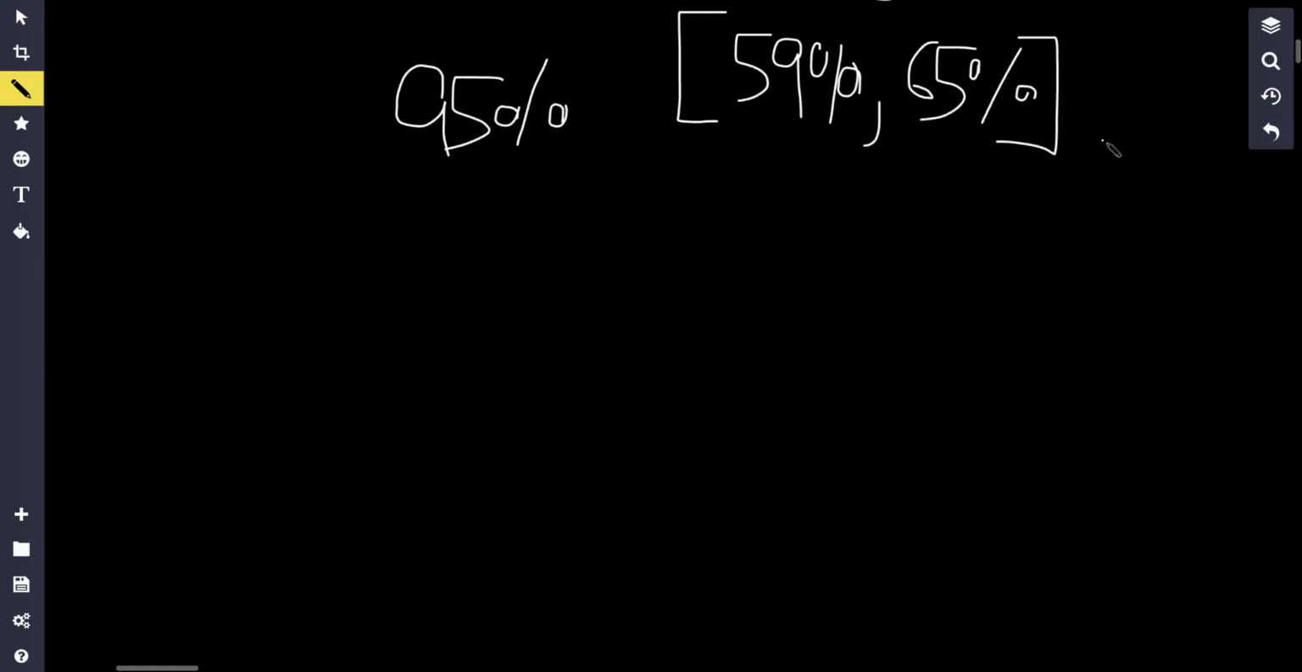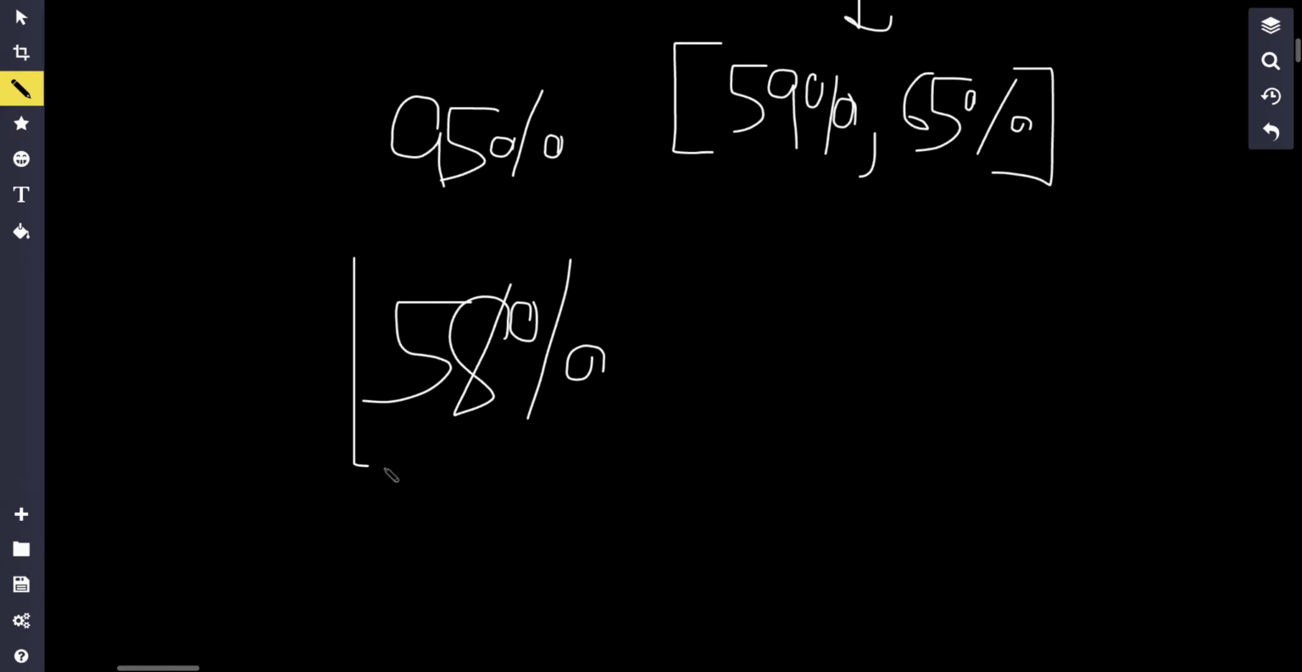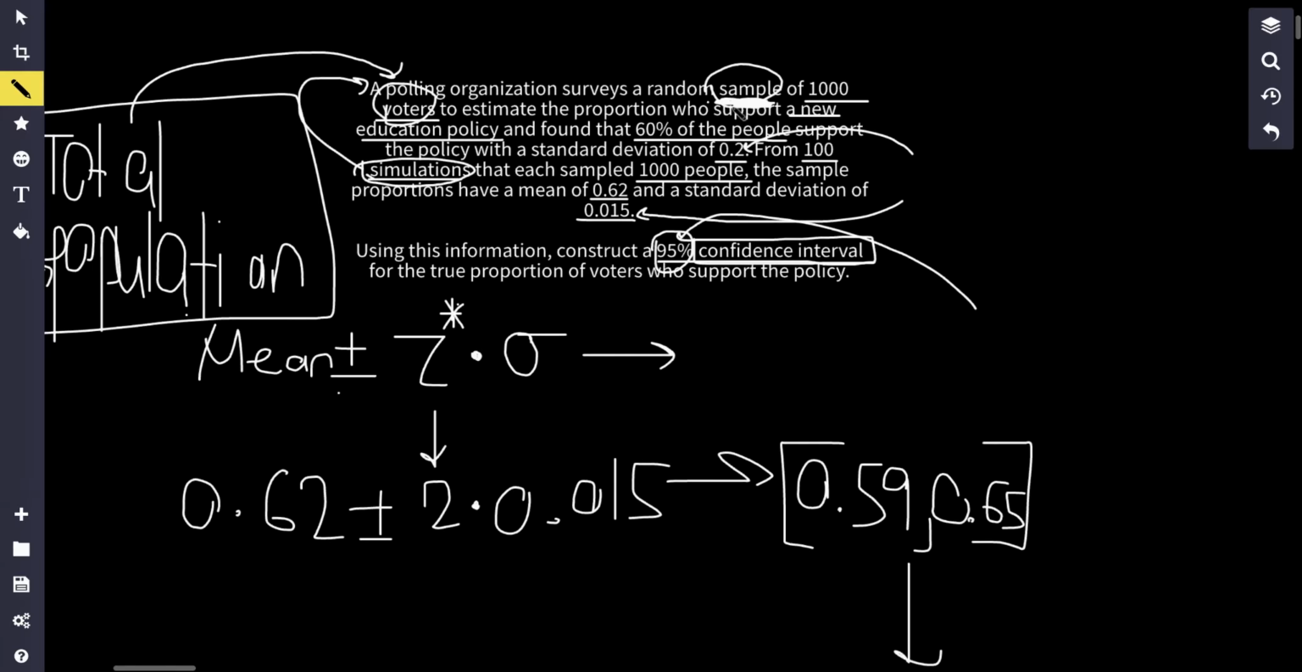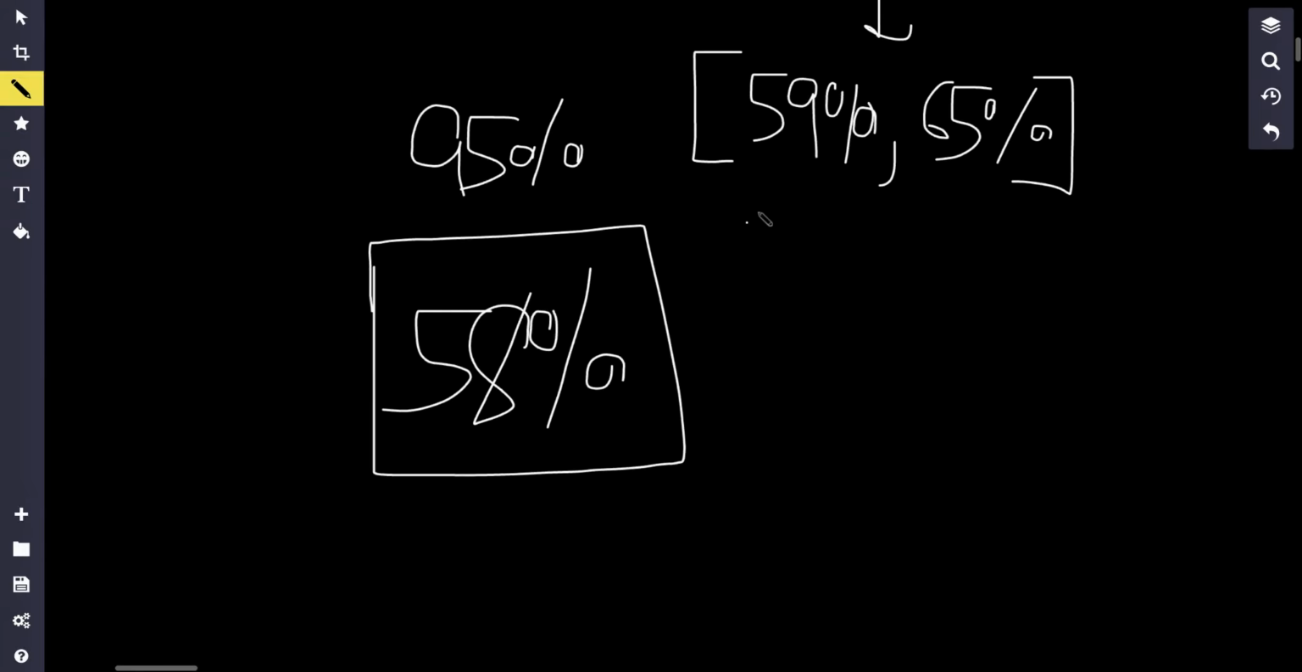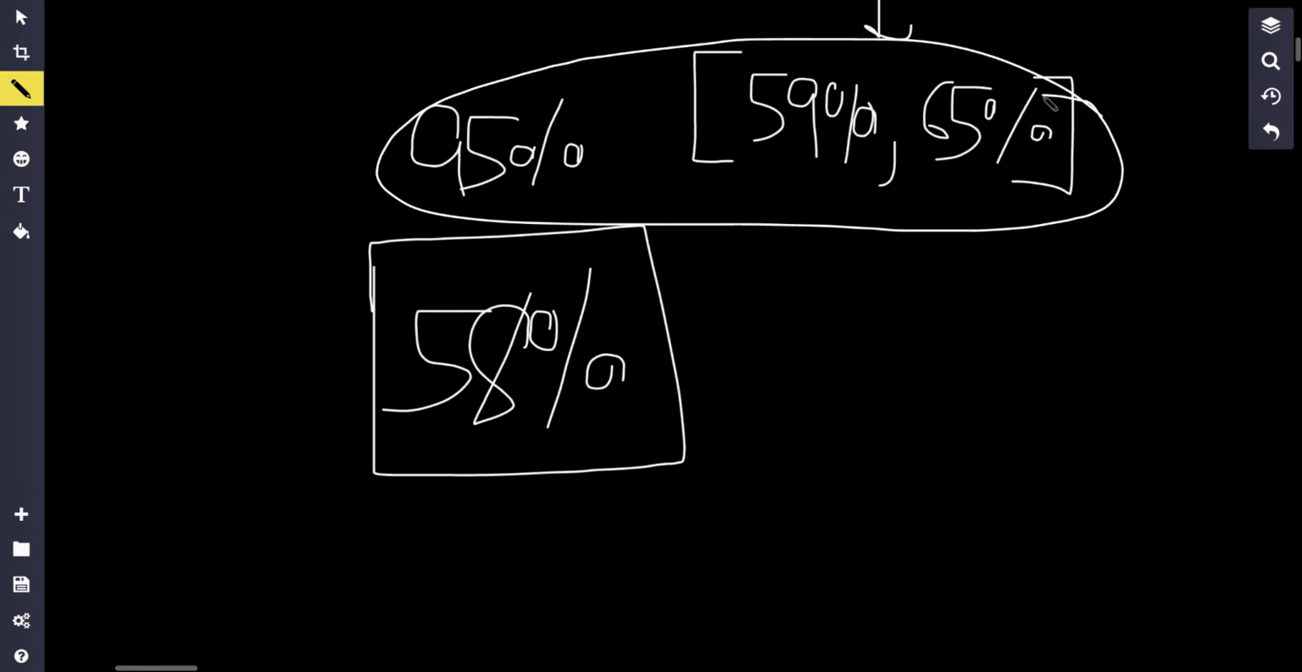Remember that anything outside of this interval is not likely. So if I somehow got that 58% of the population supports this new educational policy, in the context of my 95% confidence interval, that's not likely.